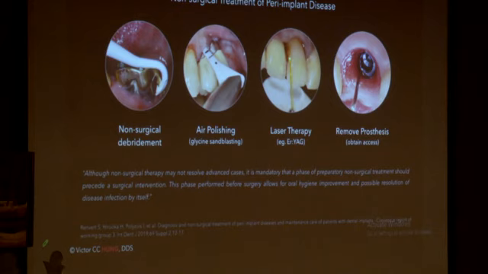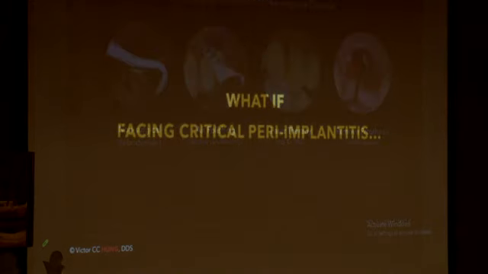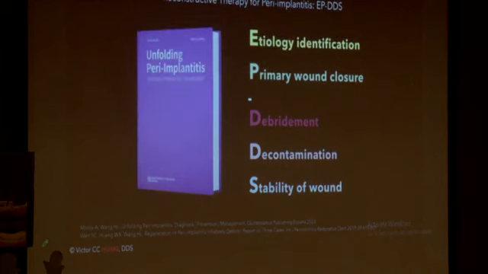Talking about the next step, what we're facing is a critical peri-implantitis. Sometimes you might have a big bone loss, or maybe the implant is moving, or maybe there is suppuration, the patient has a problem, and the patient feels pain. What will you do? One of my topics today is to talk to you about EPDDS. That is a concept, reconstructive therapy for peri-implantitis, from Dr. Monje and Dr. Wang Li from the University of Michigan.